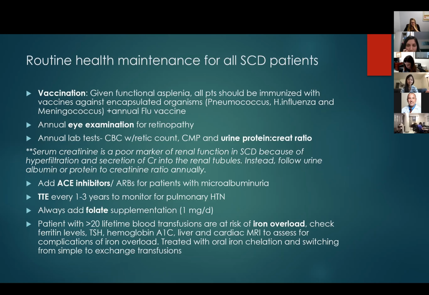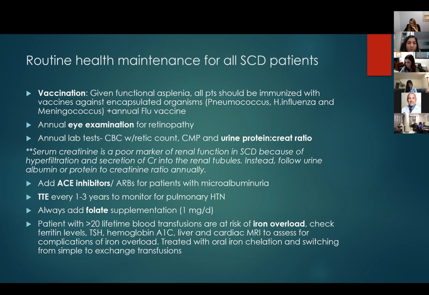So you have to follow their urine albumin or protein creatinine ratio annually, and then you start them on ACE inhibitors if they have microalbuminuria, just similar to what you would do for a diabetic. They should also get a baseline echo, and if they don't have symptoms, then you don't need to repeat it. But for somebody who has a severe phenotype, you usually do an echo every 1 to 3 years to monitor for pulmonary hypertension.